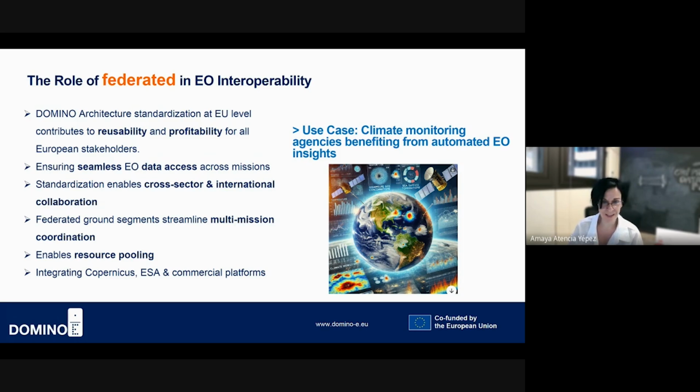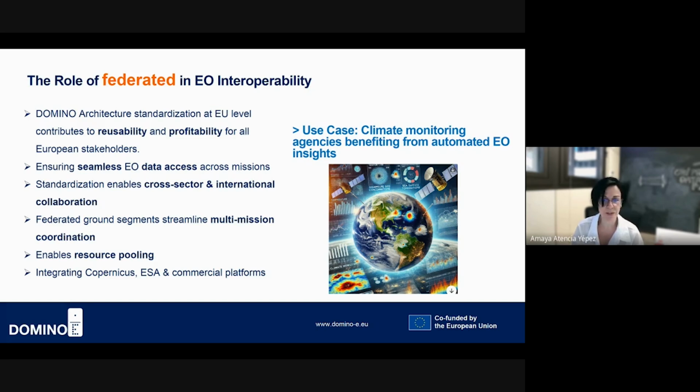This seamless integration will standardize the use of Earth observation, not only between multi-missions, but also between different verticals. So that will enable cross-sector collaboration, but international as well, by combining and federating missions, not only from the EU, but from other national agencies or international commercial data providers.